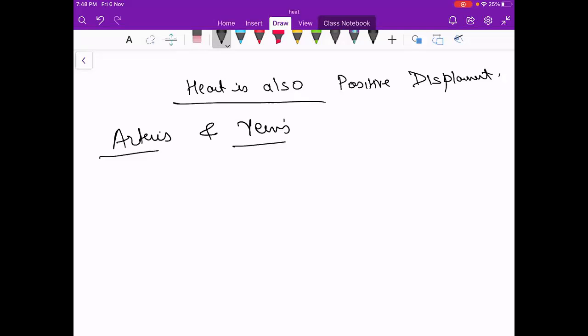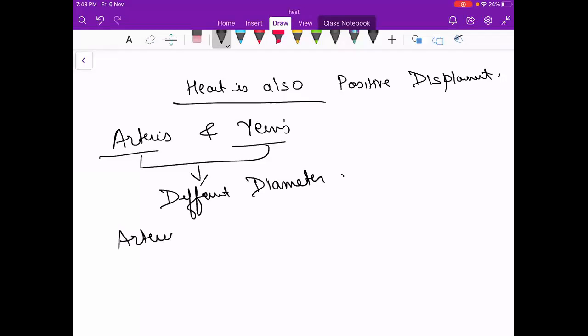Both have the same diameter or different? Can anybody tell me? Yes. Arteries and veins both have different diameters. So which one is greater? Arteries. Very good. Arteries are greater.